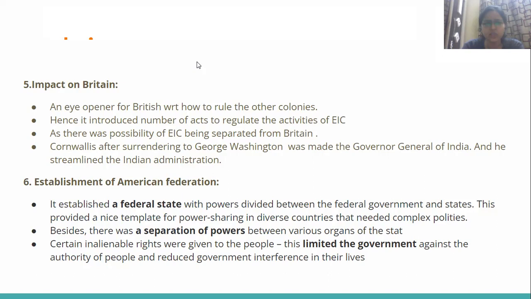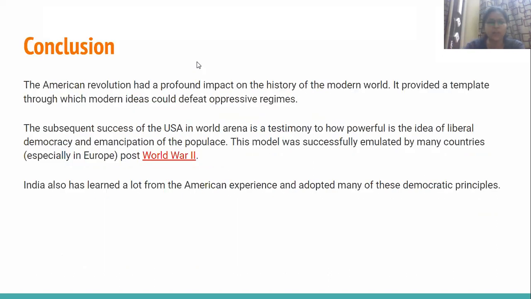Okay, so how will we conclude this entire topic? So definitely American Revolution had an immense impact on the world history, on the history of the modern world, and it provided a guiding example, a template through which modern ideas could defeat oppressive regimes, right? So America is the best example of how a progressive liberal society can defeat an oppressive and conservative regime. So the subsequent success of USA in the world arena is a testimony to how powerful is the idea of liberal democracy and emancipation of populace.